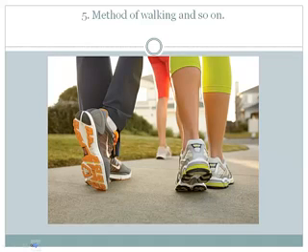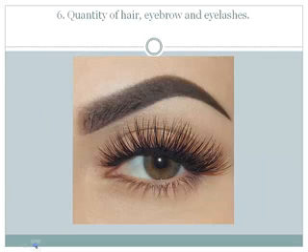Walking, method of walking, and so on. Now there are some people, even by the way they walk, we can identify that this is the child of so-and-so, or this is the child of Mrs. So-and-so. So all these are family traits that can be inherited from our parents.